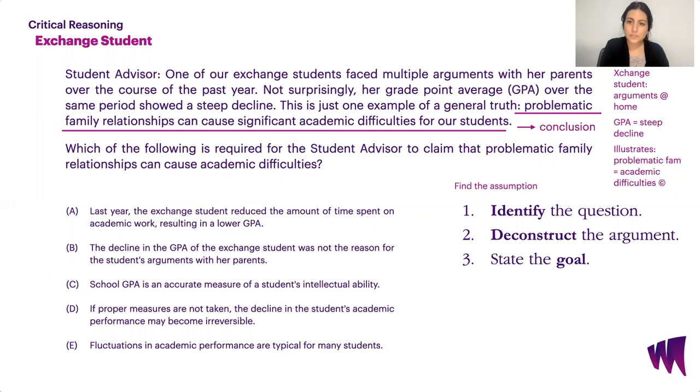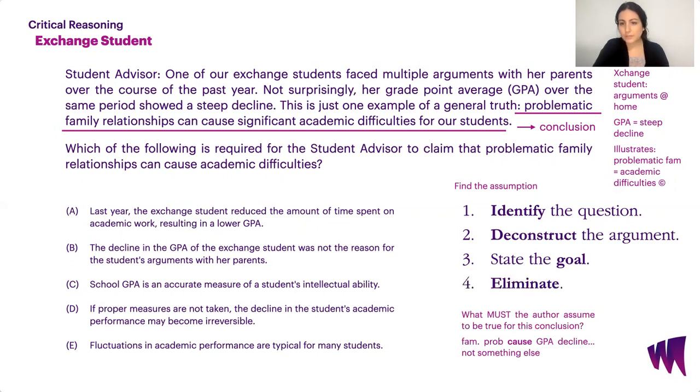So the next thing we need to do is to state the goal. In this case, what we need to think about for find the assumption questions, it's what must the author assume to be true for this conclusion? So in other words, what are they assuming in order to say that family problems cause the GPA decline as opposed to something else? So now what we're going to do is go through the choices until we find an answer.